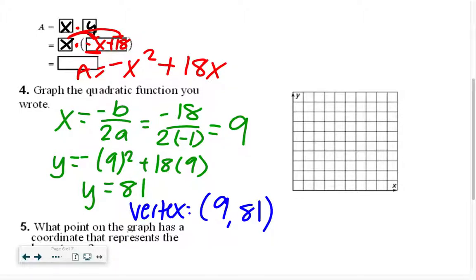Now we just got to graph. On the x, I'm going to go up by 2s. The y's, I'm going to go up by 10s. Okay. So then I'm just going to plot my vertex 9, 81. So 2, 4, 6, 8. Like there-ish. Okay. Everybody got that plotted?